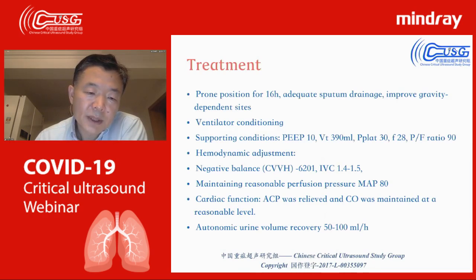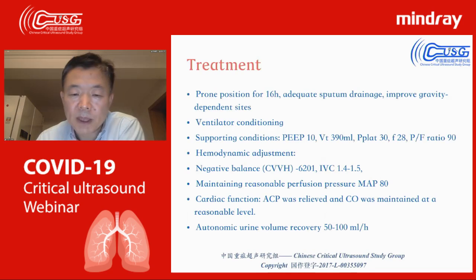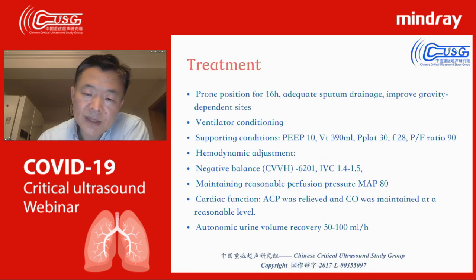For hemodynamic adjustment, they use CVVH to drain lots of fluid from the patient. So they drained to a negative balance of 6,201 milliliters. And the IVC became narrower than before. Now it's 1.4 to 1.5.